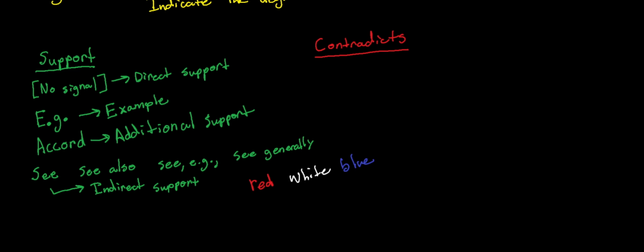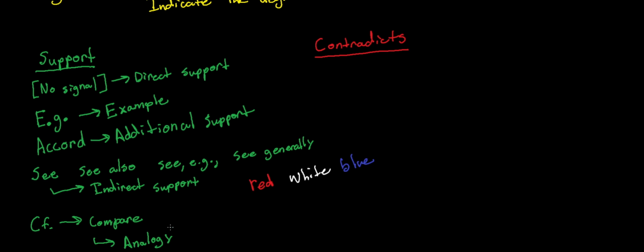And then the last signal is CF. This stands for compare, and it's very similar to C, and you use it when you're really just trying to make an analogy. And in this instance, it's not even necessarily indirect support. It's just you're analogizing a situation. So you say, compare this situation to that situation.